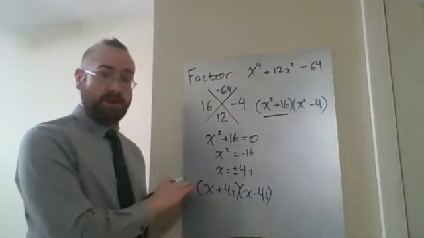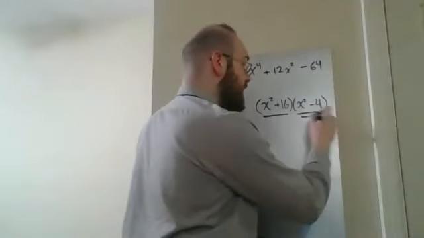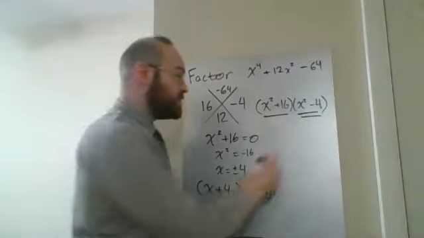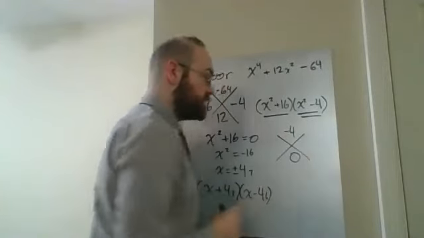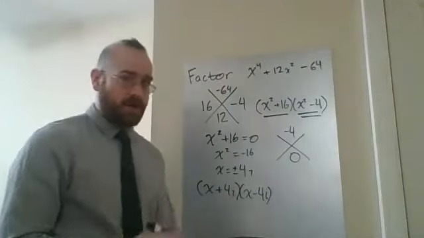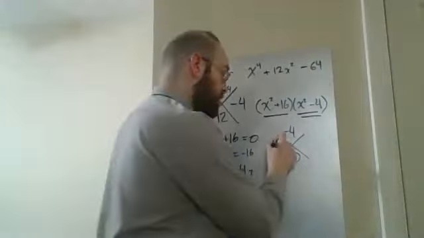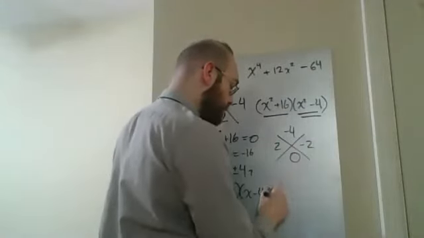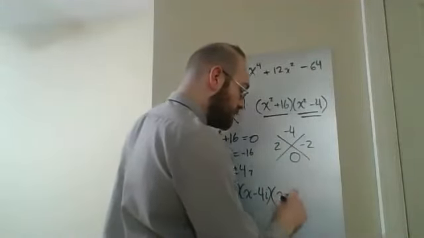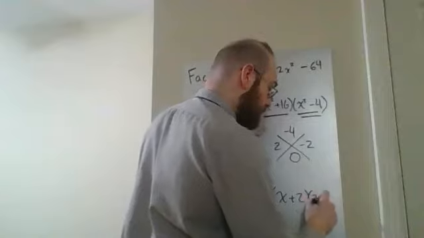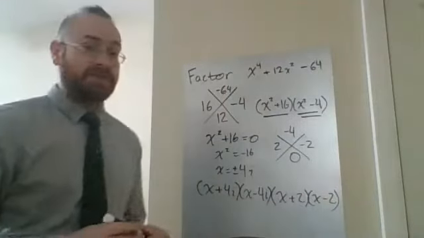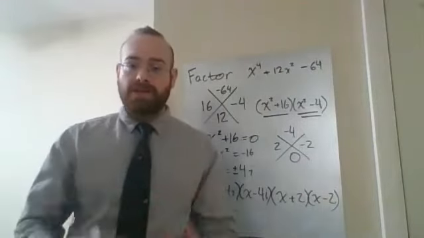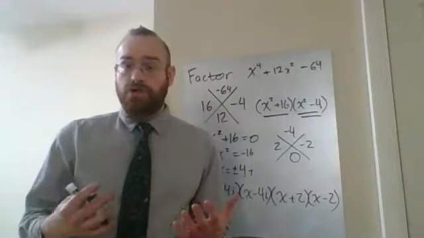Now we're done with that first part. Let's come up to the second factor. This one's going to be a little bit nicer because we can use the x box. Negative 4 on top, 0 on the bottom, and the numbers, if you haven't already figured this out, are 2 and negative 2. So we have x plus 2 and x minus 2. So we can completely factor using the repeated process of factoring a quadratic.